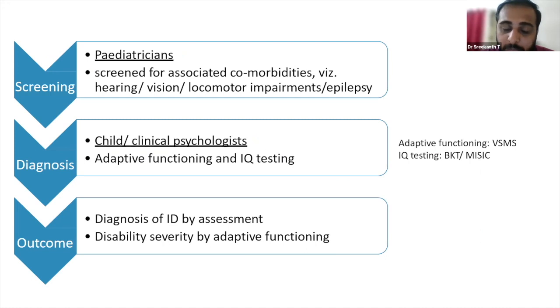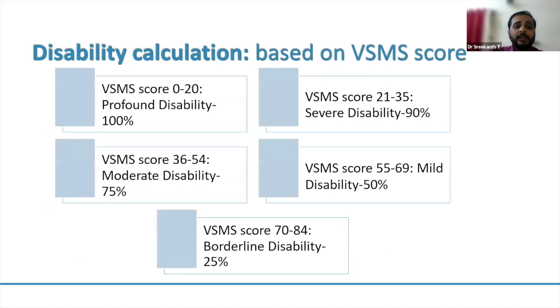So when we have a person with intellectual development disability, first the pediatrician has to screen for various comorbidities, which include hearing, vision, locomotor impairment, or any forms of epilepsy. Then the child and clinical psychologist has to assess their adaptive functioning as well as IQ. We basically use one scale for checking adaptive functioning and two tests for assessing IQ. For adaptive functioning, we use the Vineland Social Maturity Scale. For IQ assessment, we use the Binet-Kamat test and MISIC. Commonly everywhere, they use both VSMS and BKT to check the level of IQ or level of disability of that particular person. So the disability calculation based on the VSMS score I have given here.